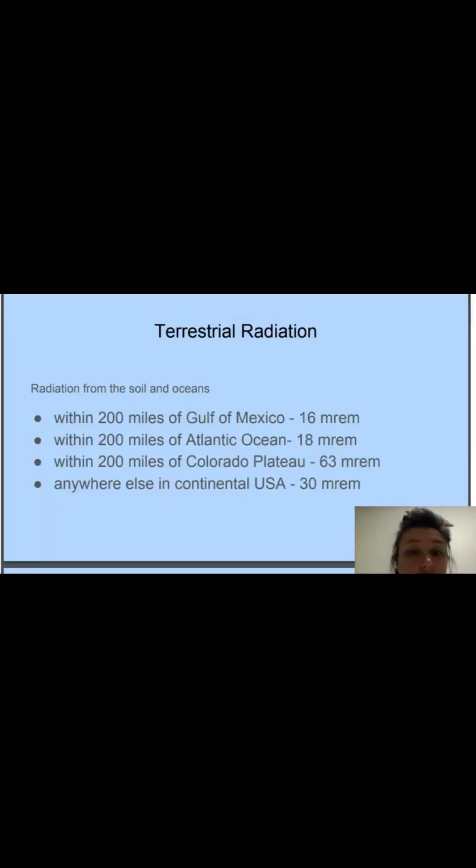The next radiation exposure is based on terrestrial, and so this is your soil and ocean exposures. And if you live within 200 miles of the Gulf of Mexico, give yourself 16, the Atlantic Ocean 18. If you live in the Colorado plateaus because of all the uranium-rich soils, give yourself 63. And if you live anywhere in the continental United States that's not near one of the oceans that we're talking about, give yourself 30. Most of us, if we're in Valhalla area, will be near the Atlantic Ocean, and so therefore we'll give ourselves 18.